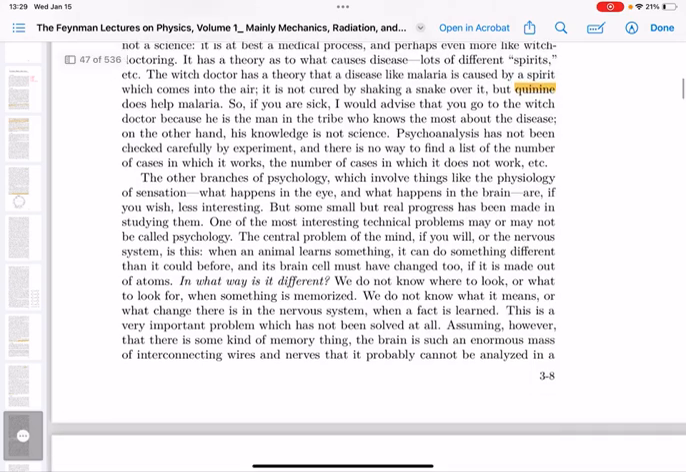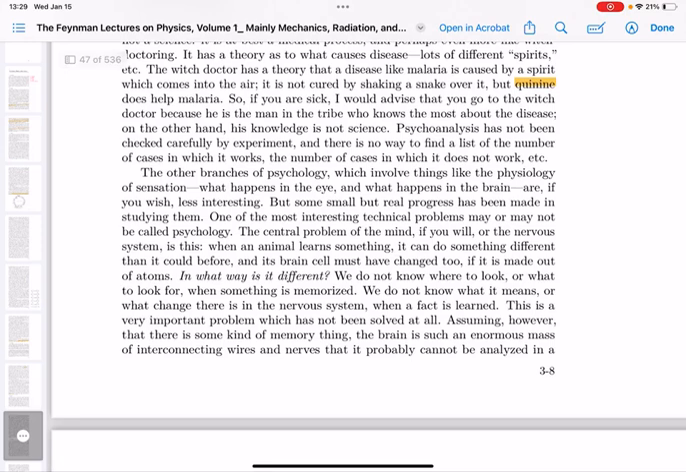So if you're sick, I would advise that you go to the witch doctor because he is the man in the tribe who knows the most about the disease. On the other hand, his knowledge is not science. Psychoanalysis has not been checked carefully by experiments, and there is no way to find a list of the number of cases in which it works, the number of cases in which it does not work, etc.